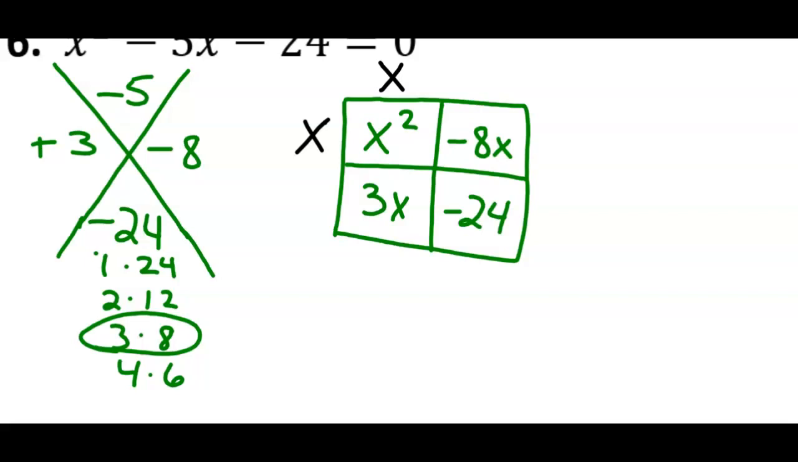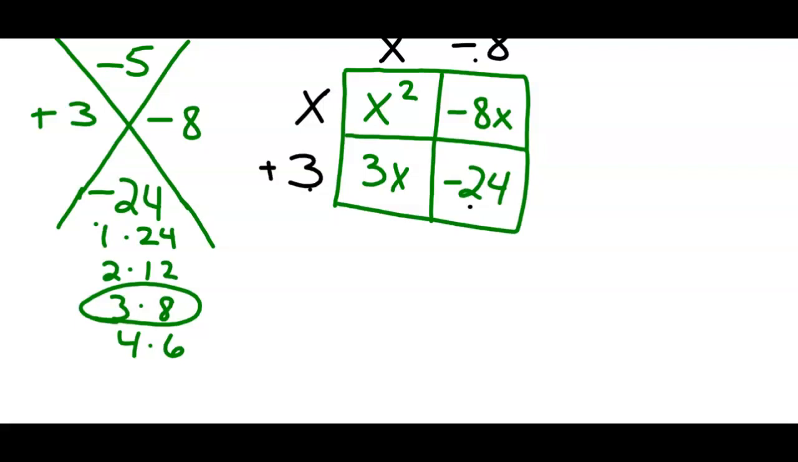X times what gives me negative 8x? Negative 8. You're learning. What can I take out of both of these going across? Or x times what gives me 3x? 3, positive, right? All right. Negative 8 times 3, does that give me negative 24? Sure does. Am I done? I gotta write out my answer.